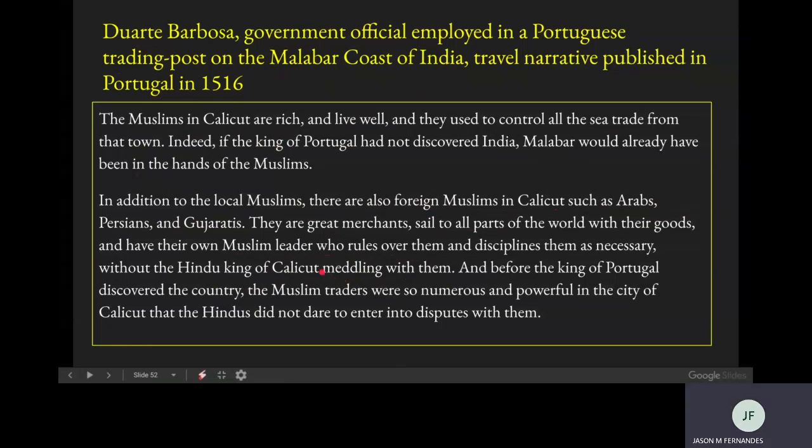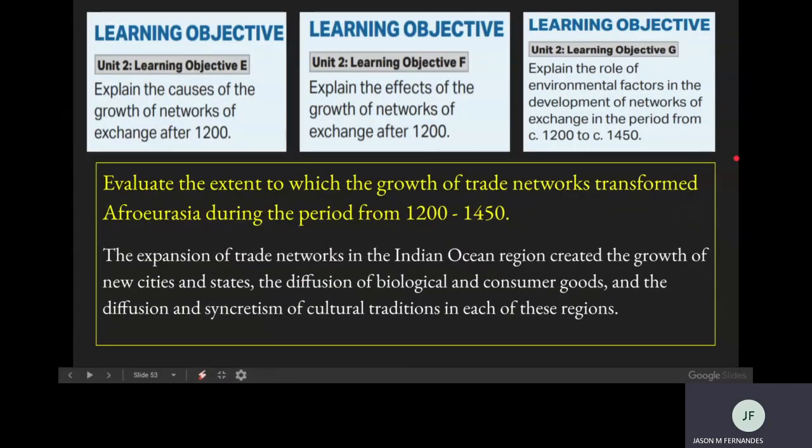And you will see this document. I'm going to give you a DBQ to work on after this, and this will be one of the documents in there. So you'll be using this again. Okay? So again, just to review briefly, right? Evaluate the extent to which the growth of trade networks transformed Afro-Eurasia.